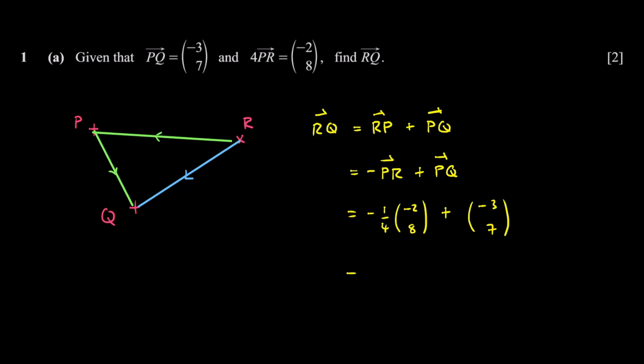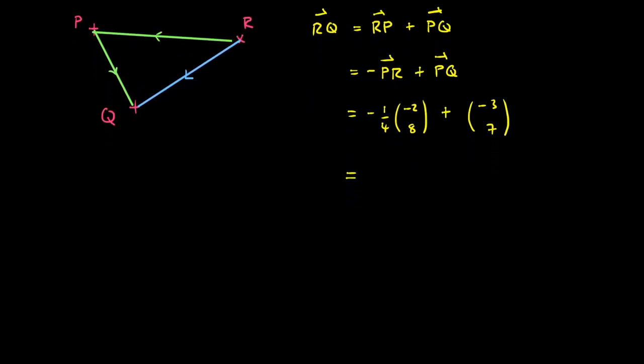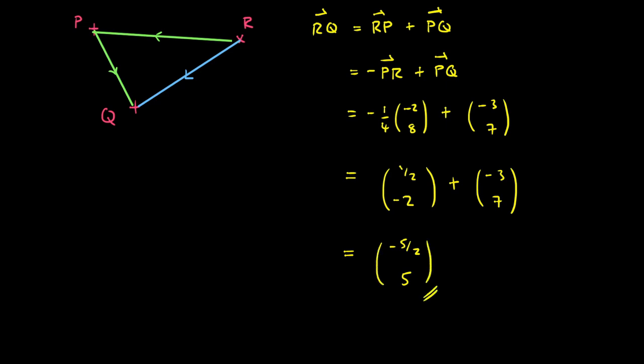And so now hopefully everything should be quite simple, right? So I'm just going to expand the first vector. So I've got negative a quarter times negative 2, which is a half. I've got negative a quarter times 8, which is going to be negative 2. And then I'm going to add on the vector (-3, 7). Okay, so now it's just simple vector addition, right? So I've got a half plus negative 3, so it's going to be negative 2.5 or negative 5 upon 2. And then I've got negative 2 plus 7, which is positive 5. Right, so therefore the vector RQ should be equal to (-5/2, 5).